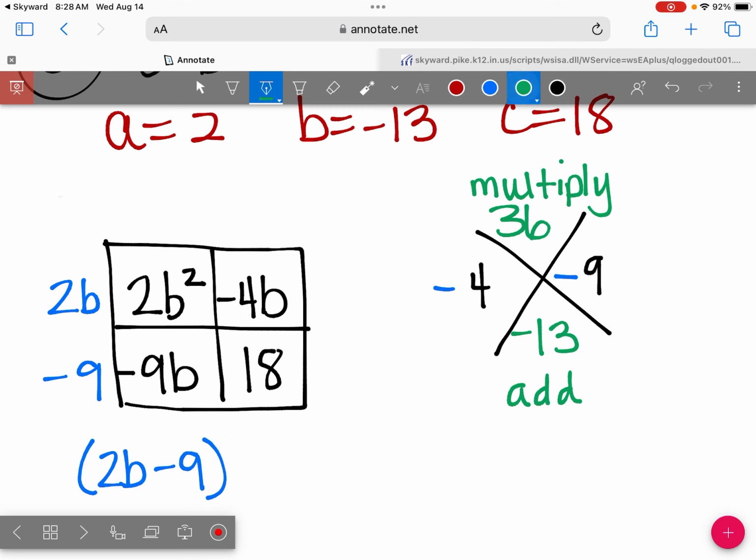So now let's find our second factor. The only thing that both of these squares have in common is the letter b. All right, what about these two? What can I divide into 4 and 18? Negative, not negative 4. Negative 2. Because you can't divide 18 by 4. So we're going to take out a negative 2. So my second factor would be b minus 2.